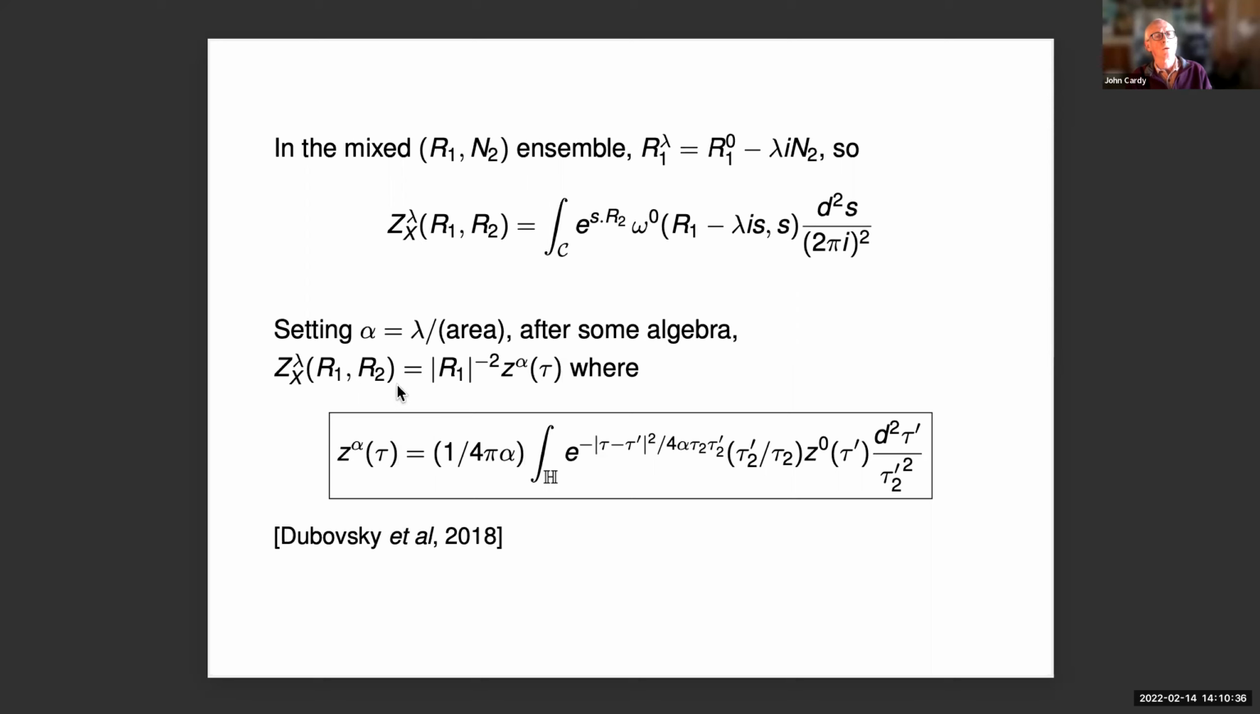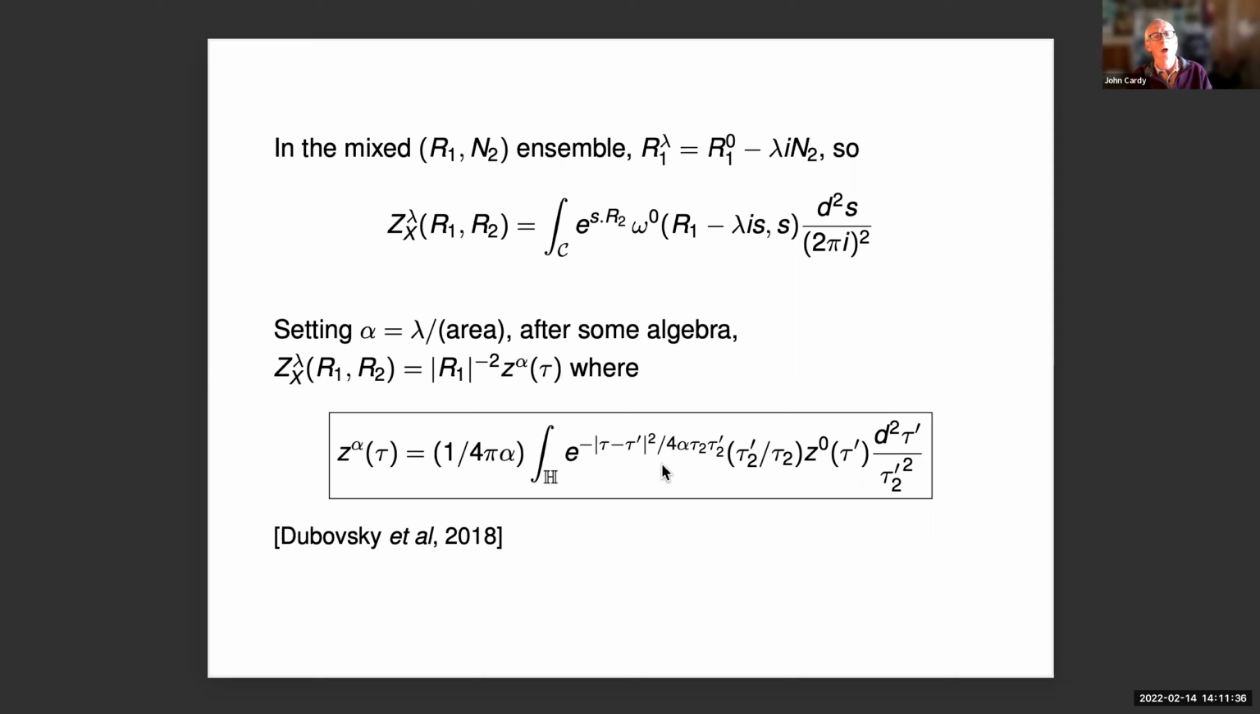we can write the deformed partition function in the following scaling form, where the deformed small z, which I remind you transforms like a modular form of weight 2, is given by an integral that looks like this, where alpha is a dimensionless deformation parameter, which is essentially the original one, which had dimensions of length squared, divided by the area. So this formula was originally derived by et al. from some considerations of JT gravity, and I derived it a little bit later.